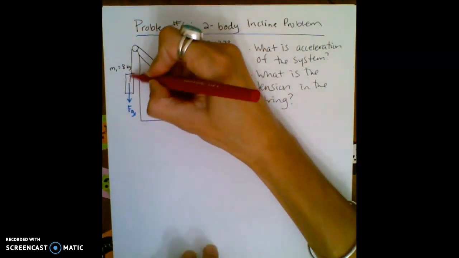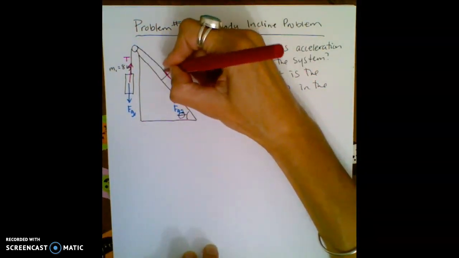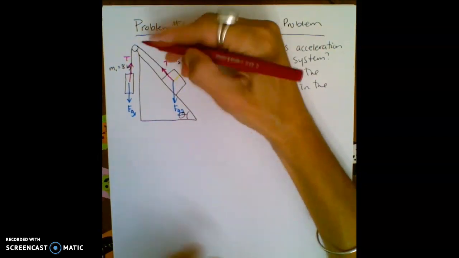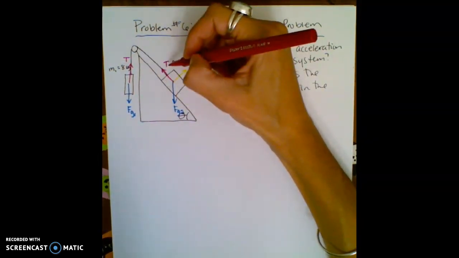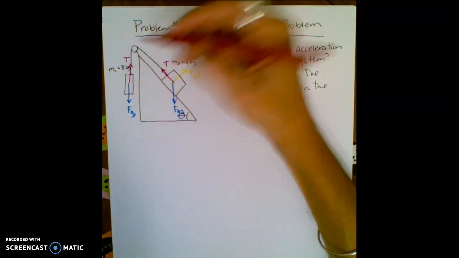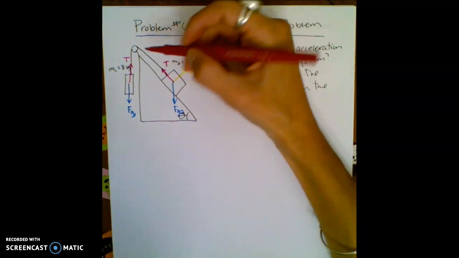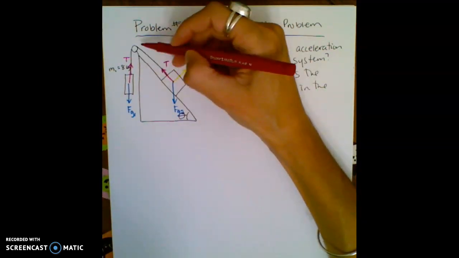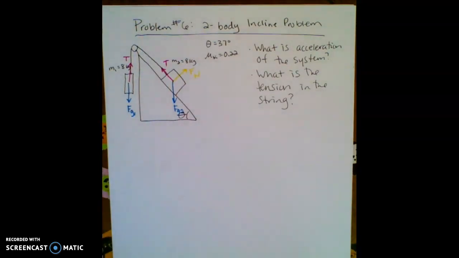I have tension pointing up the string here and tension pointing up the string here. Now, because this pulley is massless and frictionless, I can say that these tensions are the same. The string is ideal. Now, if this pulley had mass, that wouldn't be true, because in order to get something to rotate, you need to have an unbalanced torque acting on it, so your tensions can't be the same. But in this case, we're not worrying about that.